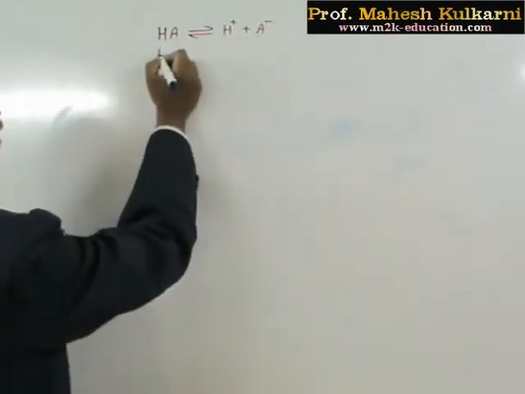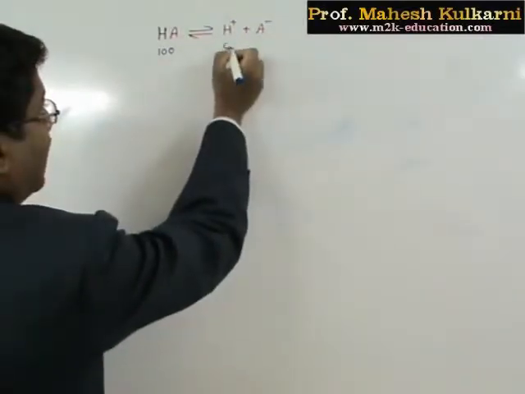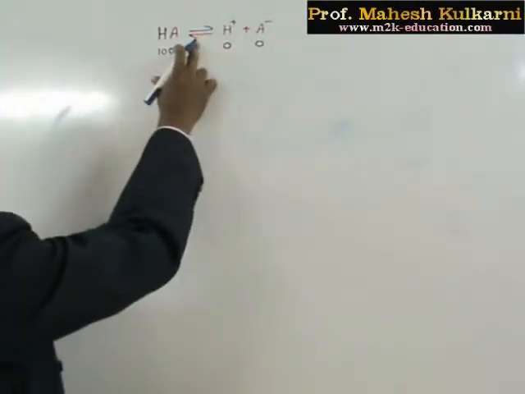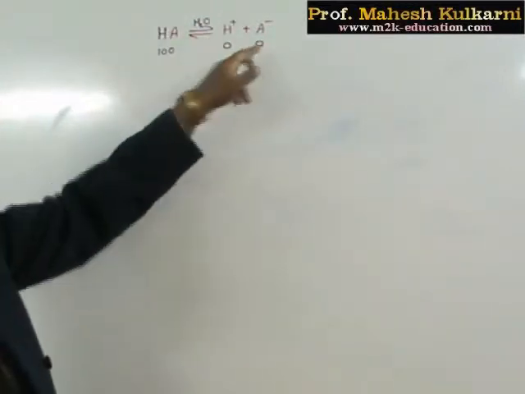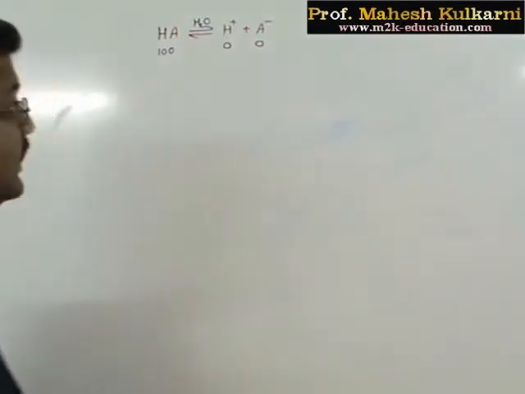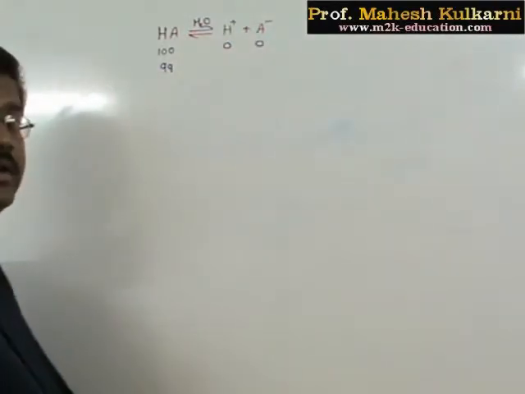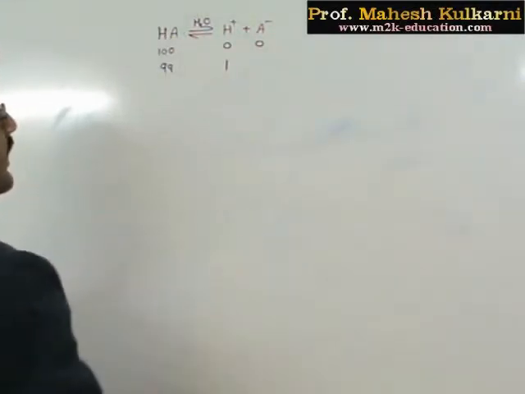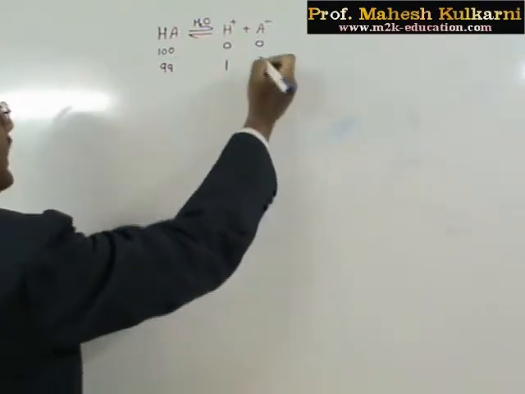So initially there will be 100 molecules and ions formed are 0. But when we are dissolving in water and waiting for some time, then the rate of forward reaction will be equal to the rate of backward reaction. That condition is called the equilibrium condition. And at equilibrium condition, you may find that one molecule is undergoing dissociation. So 99 molecules are remaining as they are. One molecule is undergoing dissociation in the form of H plus and A minus. Therefore, the number of H plus ions formed is 1, and this is also 1.